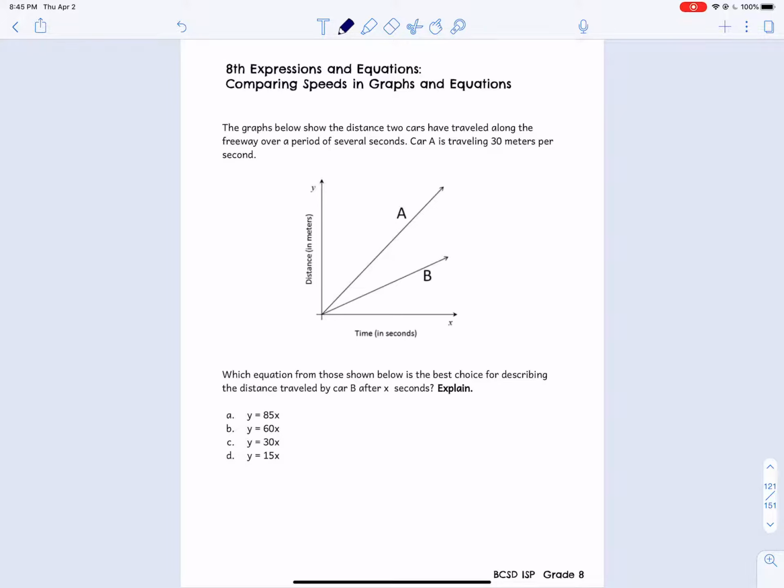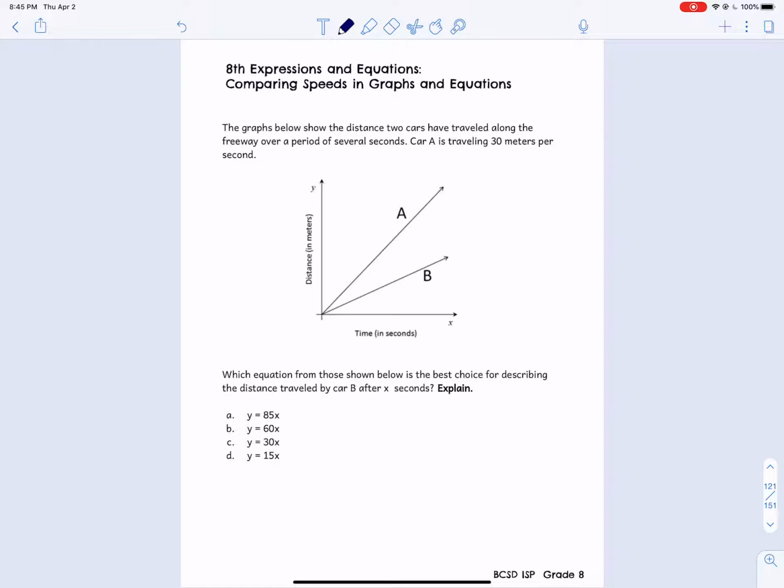All right, this is day 8 of the distance learning packet. We have an expressions and equations task, and we are comparing speeds. Looking at the graph, we have distance on the y in meters and time in seconds on the x. So our speed would be in meters per second.